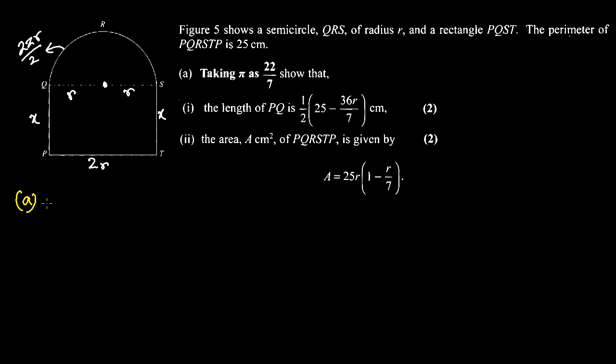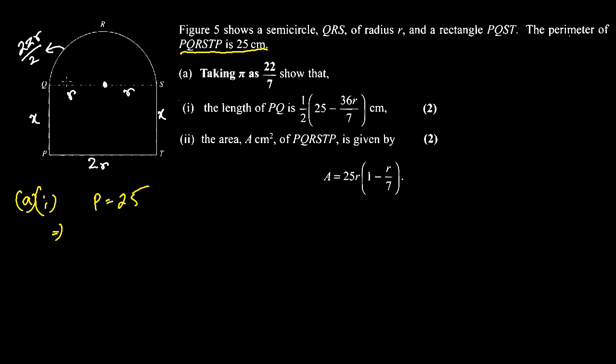So question number A1. The perimeter of the entire structure is 25 centimeters, that is given. This type of sum is more like the maximum minimum sum, where you have to show an expression of the area or volume. That is the question here. So the perimeter of this region, the total perimeter, is 25.